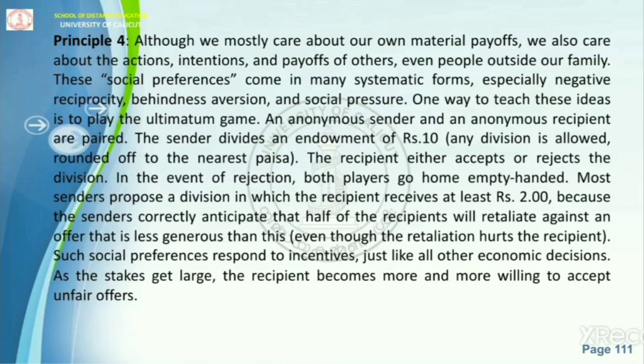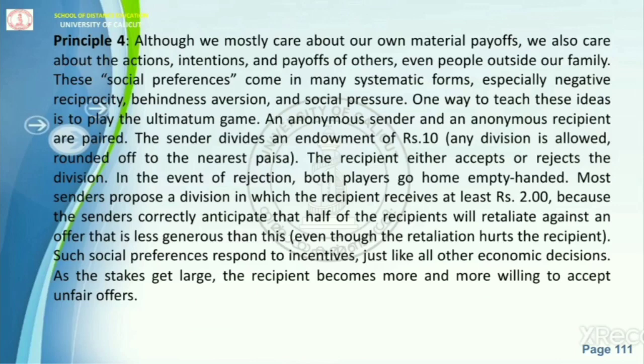Then principle 4: Although we mostly care about our own material payoffs, we also care about the actions, intentions, and payoffs of others, even people outside our family. These social preferences come in many systematic forms, especially negative reciprocity, behindness aversion, and social pressure.